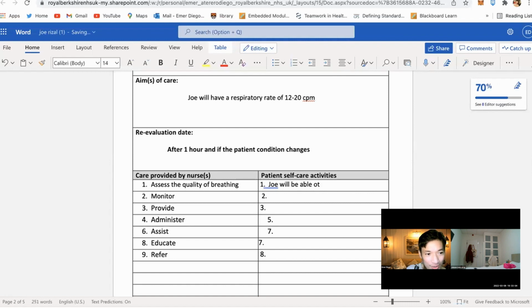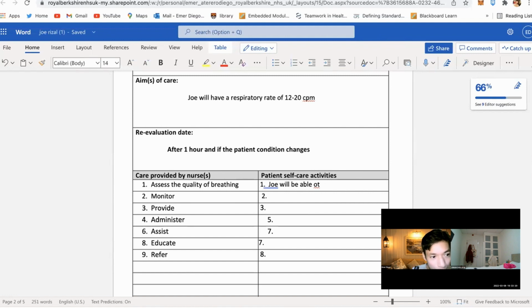Assess for change in breathing patterns such as use of accessory muscle. Thank you, Dina. So you can just add that, okay? You can just add that. But actually, when you say assess for the quality of breathing, that is already included there. But yeah, thank you. Well done, Dina.